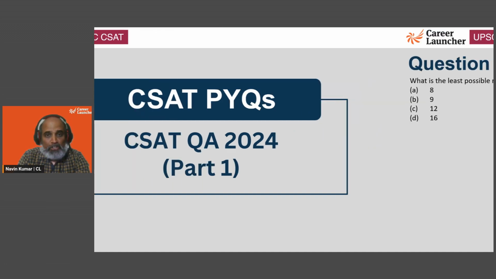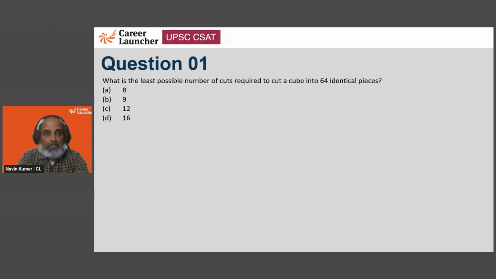Okay. So the first question that we have is, what is the least possible number of cuts required to cut a cube into 64 identical pieces? So do remember that when we are talking about a cube, you will have to write 64 as the cube of a number. So this will give us the value of n as 4, because 64 is nothing but 4 cube.